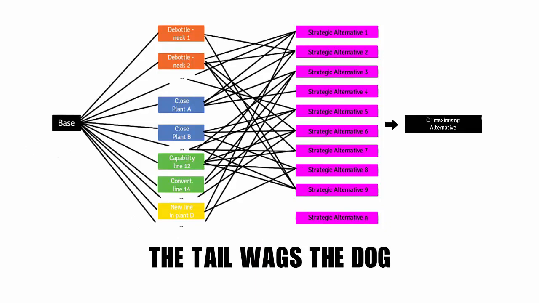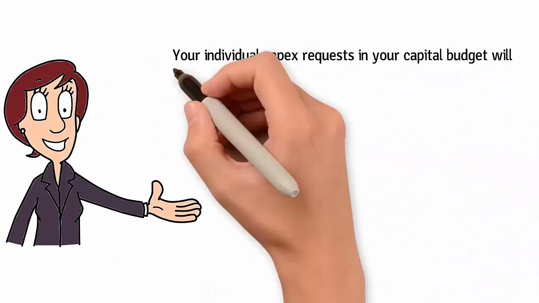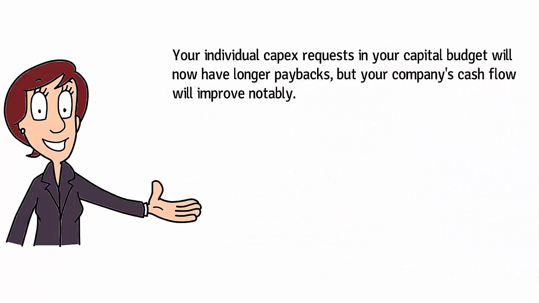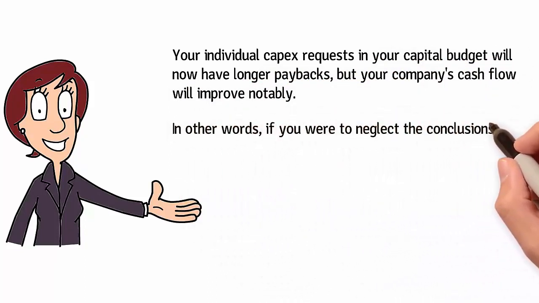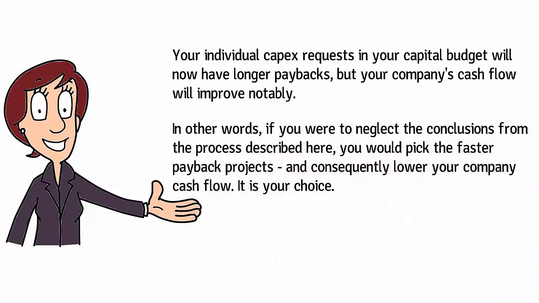This is completely in line with what we write about in our text, The Tail Wags the Dog, that the paybacks, NPVs, IRRs, etc., calculated in the capital budgeting process are completely irrelevant for improving a whole company's cash flow. We had an extreme example a few years ago where the best combination of decisions going forward was a combination where none of the individual building blocks had a payback at all. If you have a hard time believing this, then read The Tail Wags the Dog. Your individual Capex requests in your capital budget will now have longer paybacks, but your company's cash flow will improve notably. In other words, if you were to neglect the conclusions from the process described here, you would pick the faster payback projects and consequently lower your company cash flow.